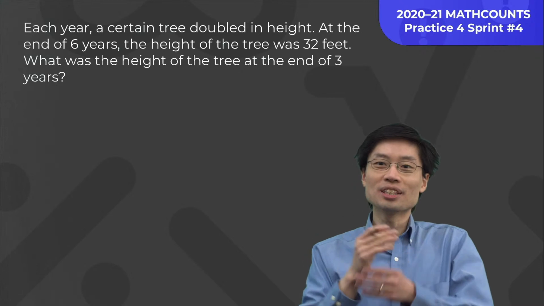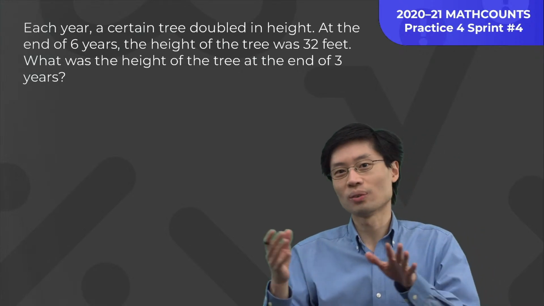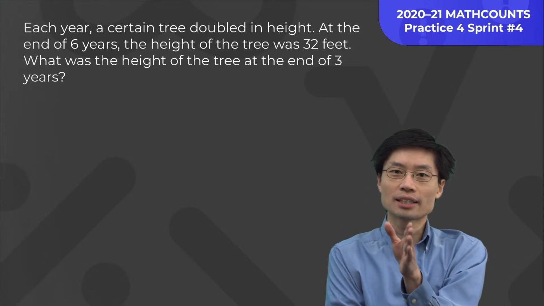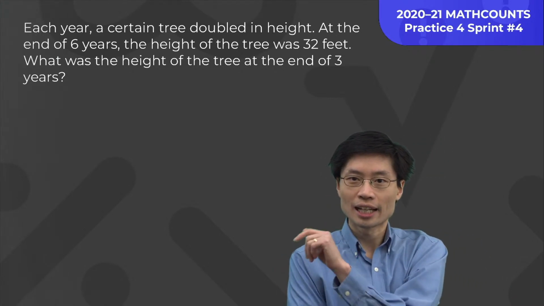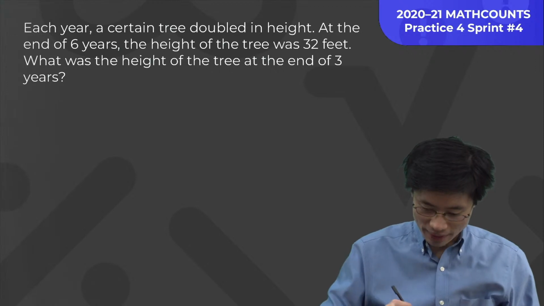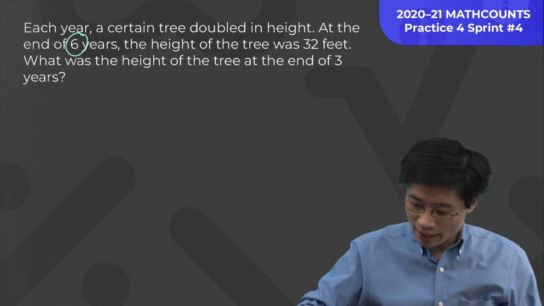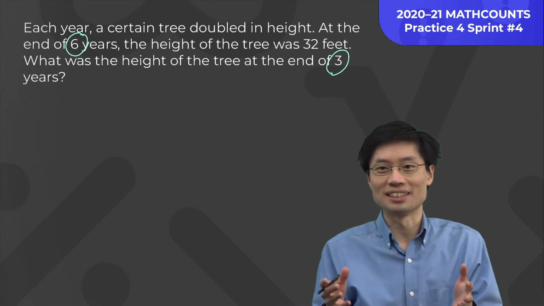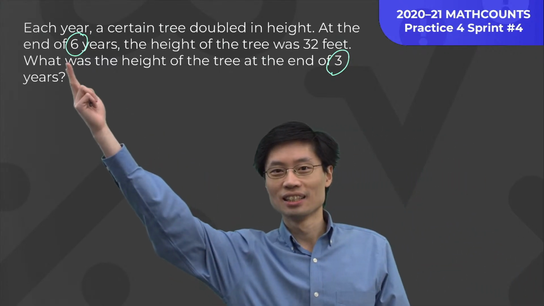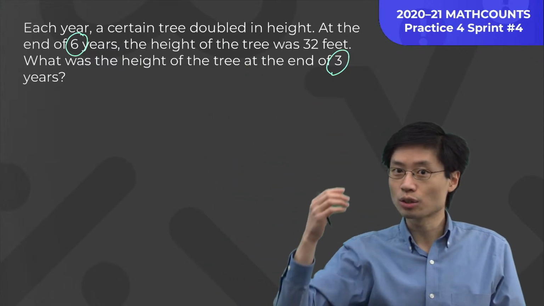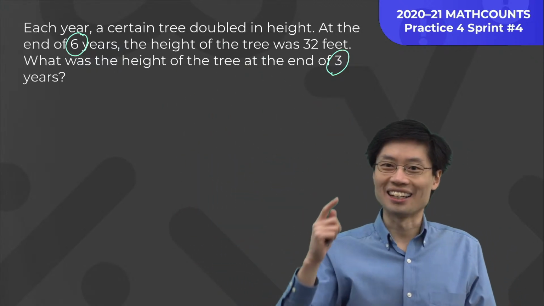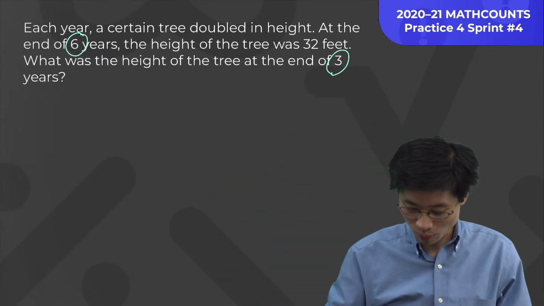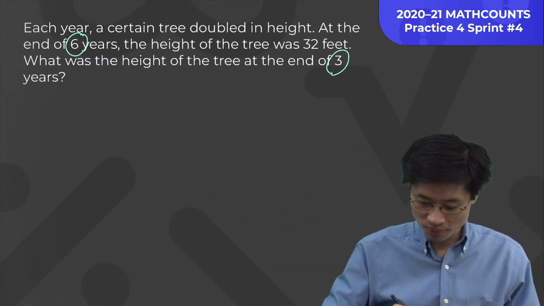Okay. So this is one of these questions where at first it might seem like, oh, I need to figure out what it started with. But you don't. Because you see, at the end of 6 years, its height was 32 feet. And I care about it at the end of 3 years. So let's not even bother about how it started. Instead, let's just go and say 6 down to 3, that's 3 doublings. So if I have 3 doublings to get me to 32, what did I start? What was it before the 3 doublings?